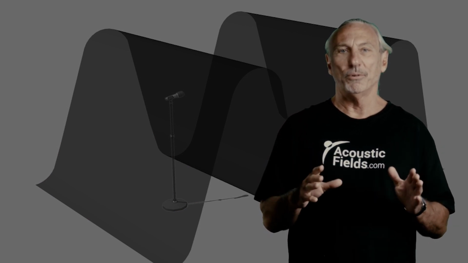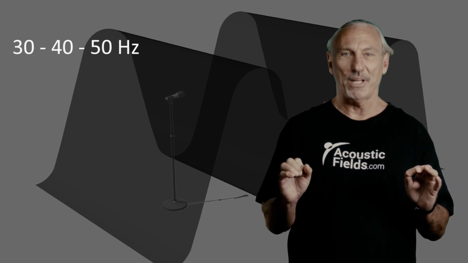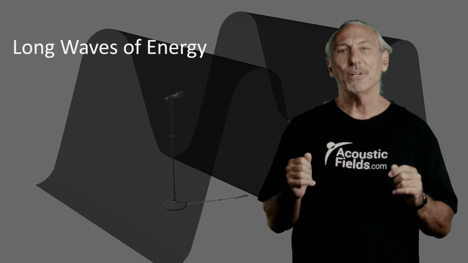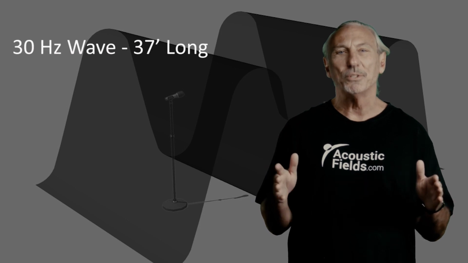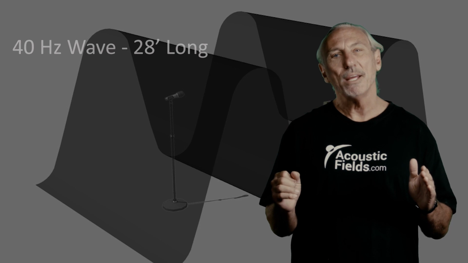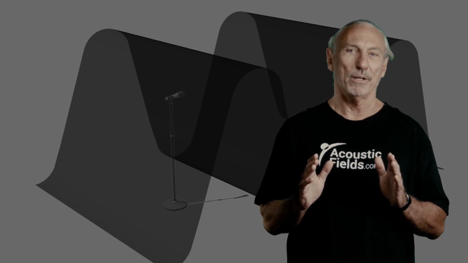We all know low frequency energy is measured in hertz. Okay, let's pick 30, 40, 50 cycles. Hertz, same thing. These are very long waves of energy. A 30 cycle wave is 37 foot long. A 40 cycle wave is 28 foot long. And a 50 cycle wave is 23 foot long.